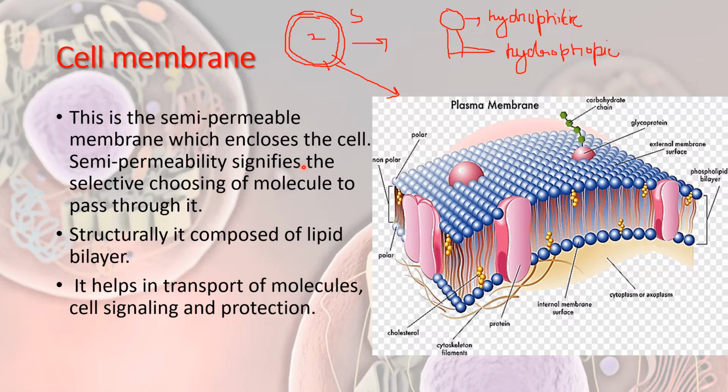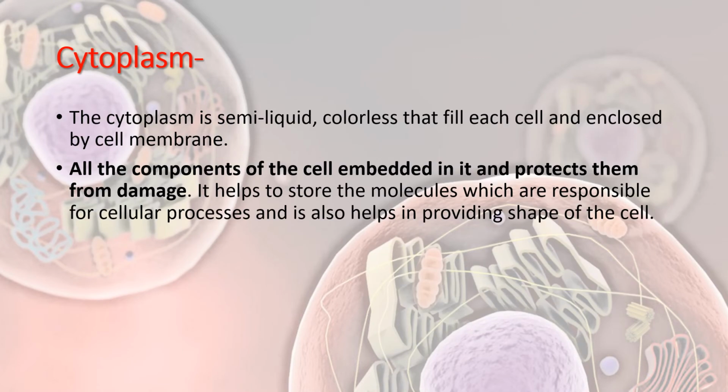Next one is cytoplasm. Inside the cell, this is a cell, this is the nucleus, and this outer layer is the plasma membrane. So inside the cell, this area is filled with a fluid which is semi-liquid and colorless, enclosed by the cell membrane. This semi-liquid material is known as cytoplasm.